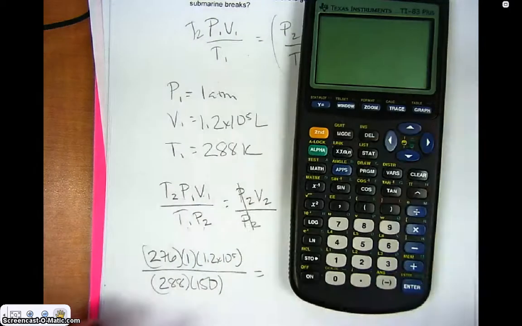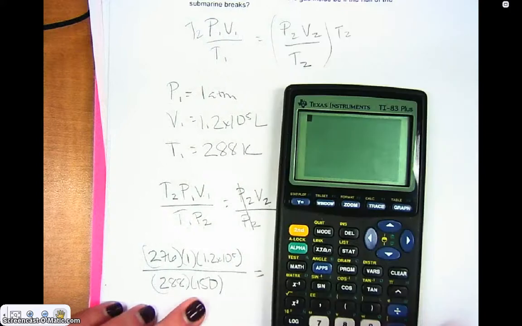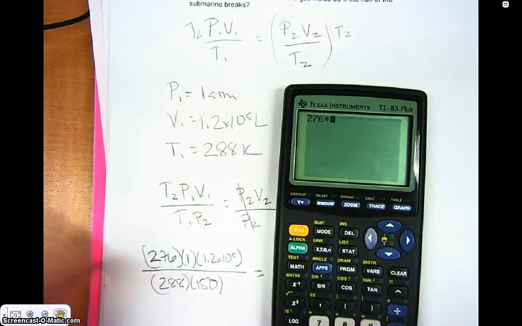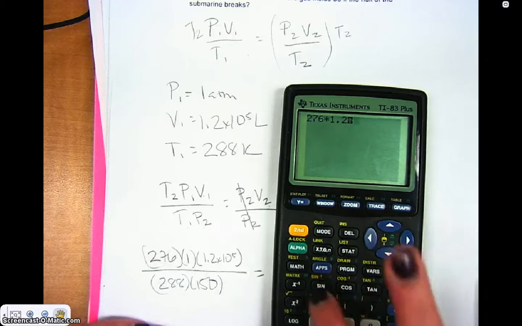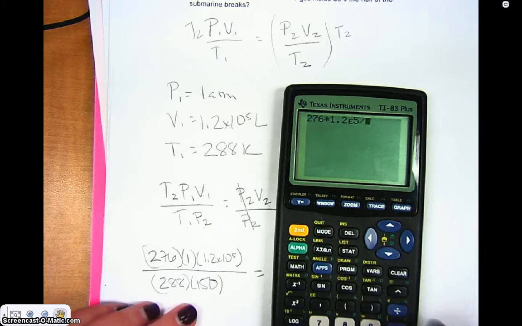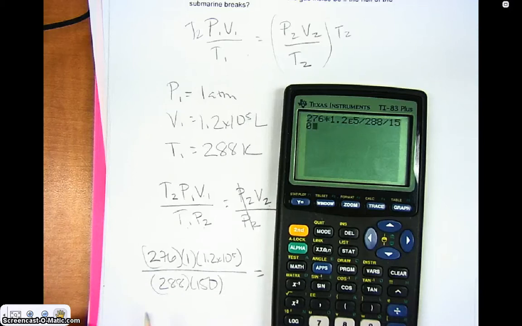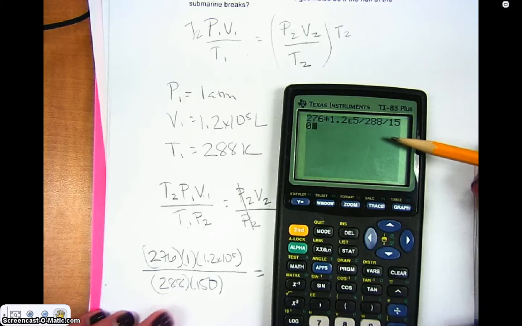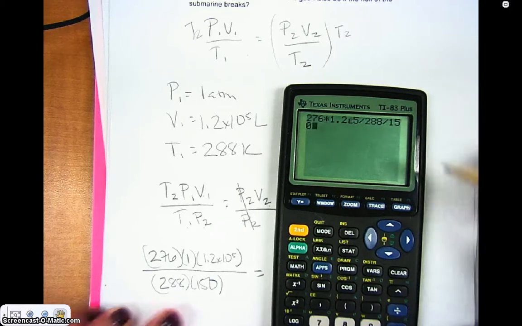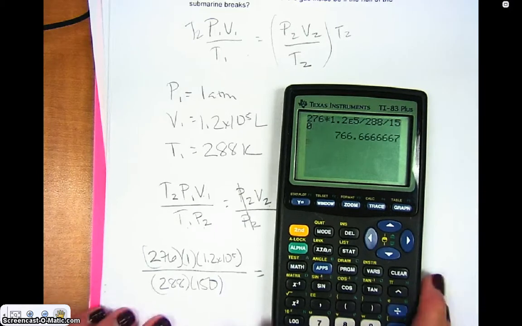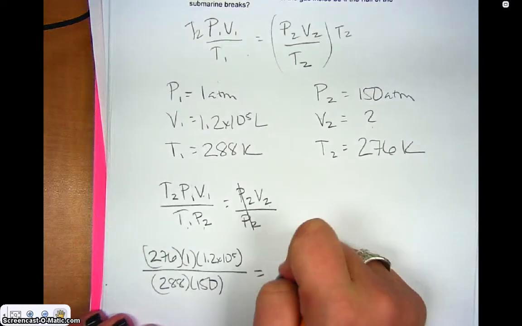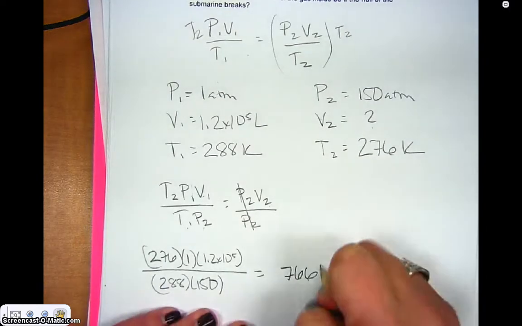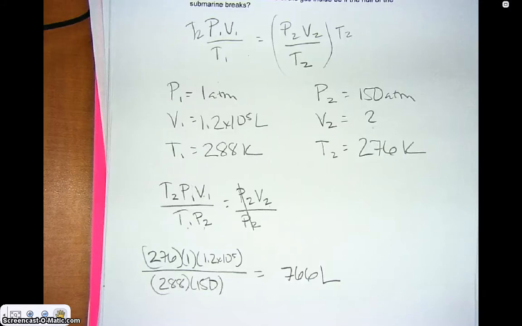All right, so remember, if the numbers are on the bottom, we divide them. If the numbers are on the top, we multiply. So 276 times 1 times 1.2 e to the 5th, and then we divide by 288, and again divide by 150. Now I could multiply these and then divide by the whole thing, but just be careful, you don't want to divide by 288 and then multiply by 150. That would have to be in parentheses there. So I get 766, and I was solving for volume, so that will be liters. So this is just an example of a combined gas law problem where we're looking at all three variables at the same time.